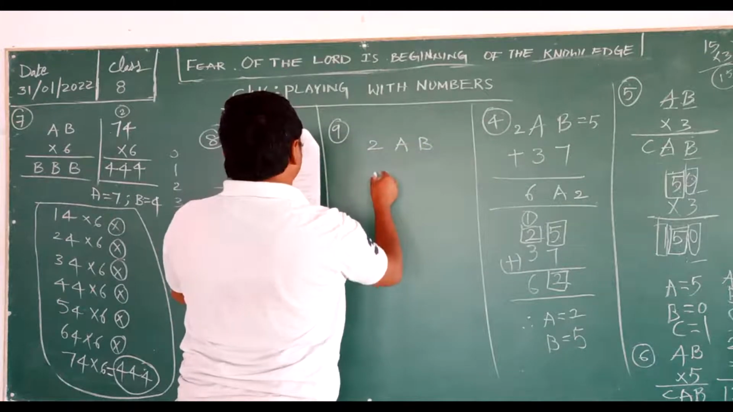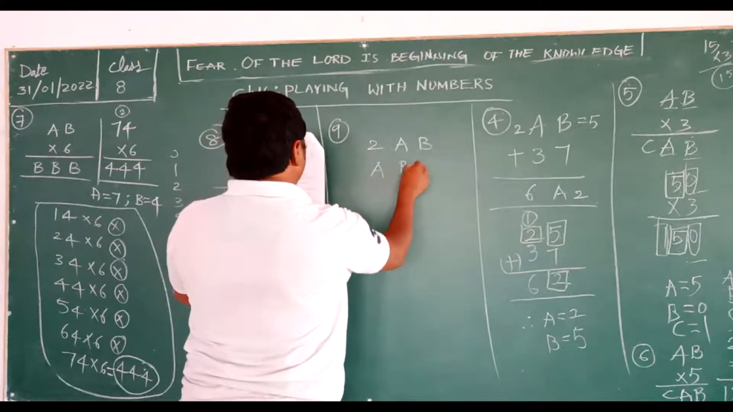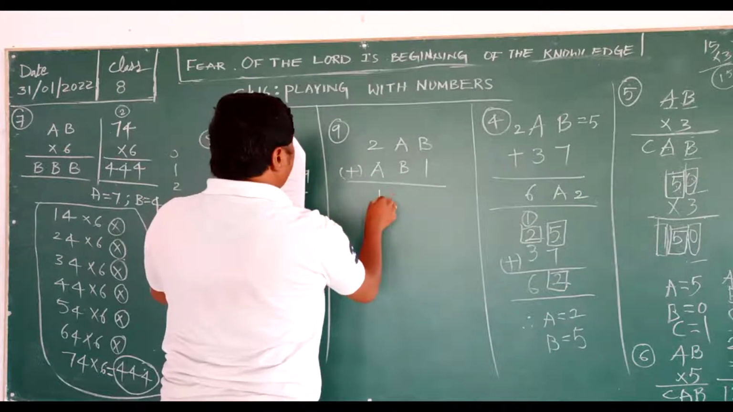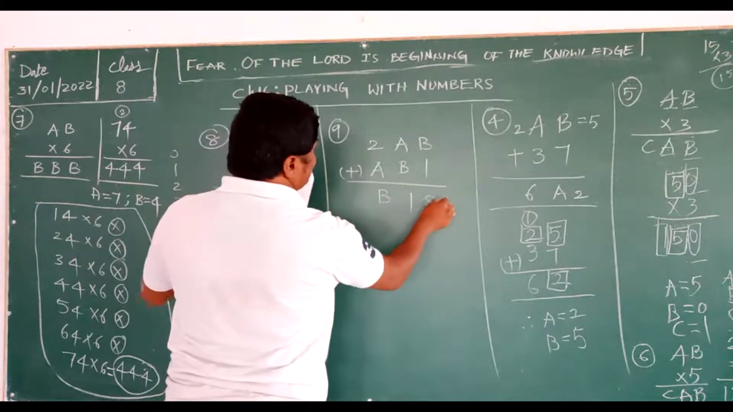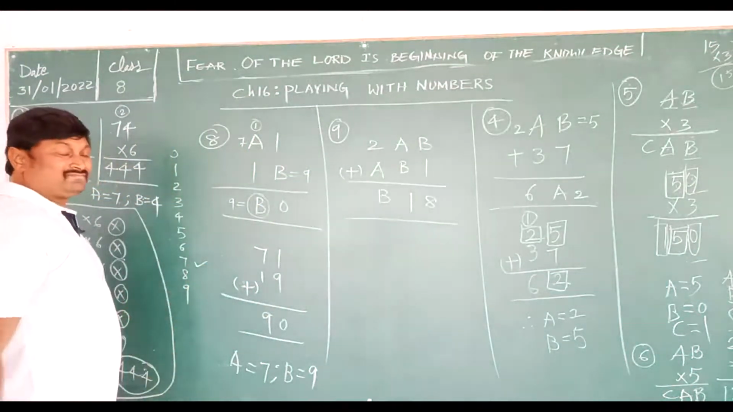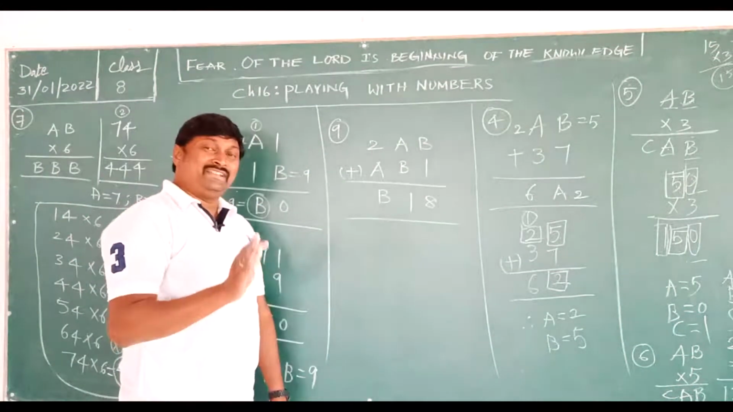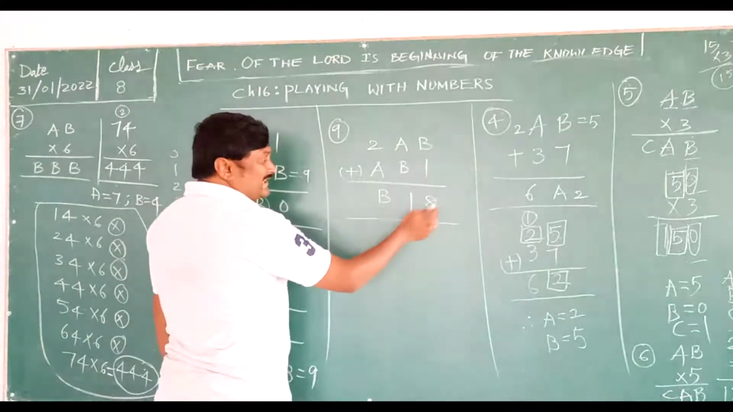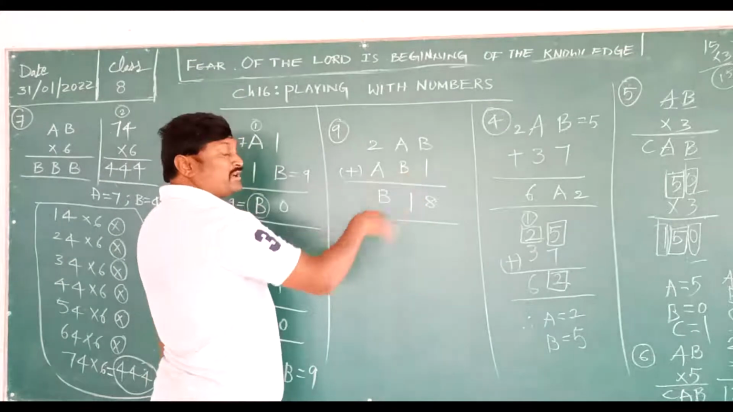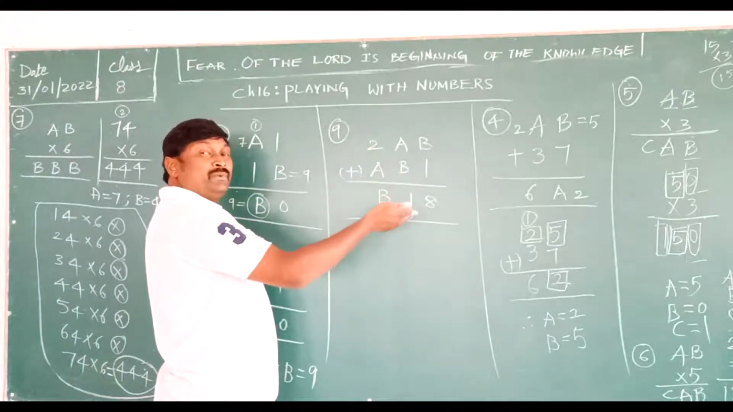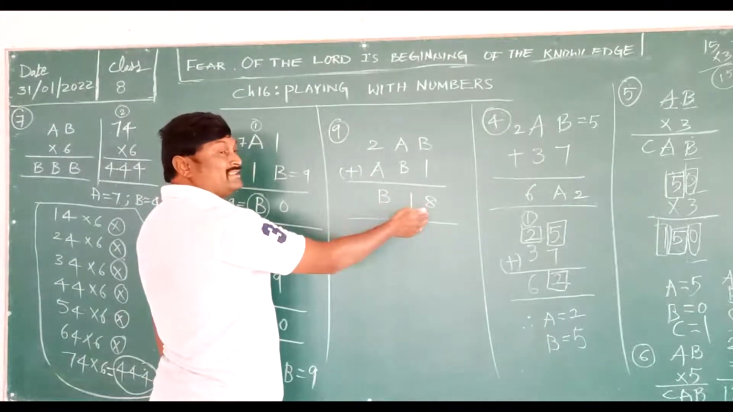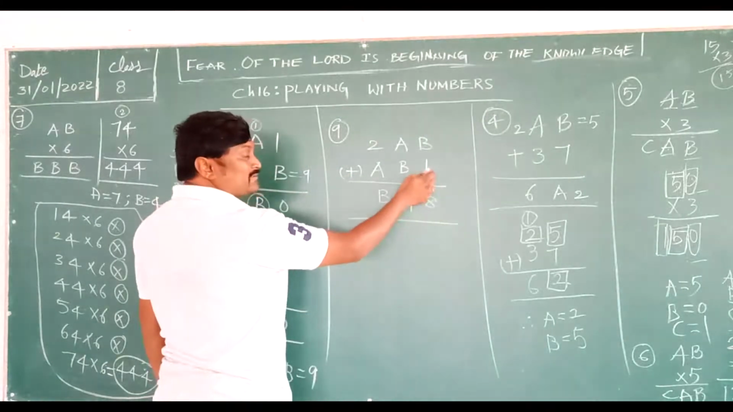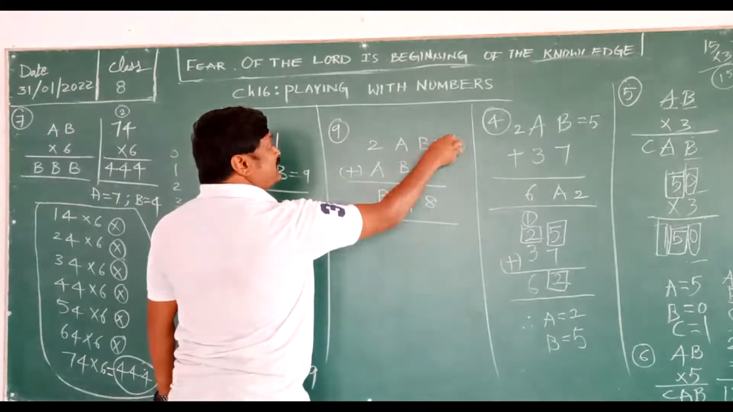2AB. Now AB1. And here the plus symbol again. B18. Oh, nice question here. Fast you are going to get your answer. Once check here. So the last one here, 8 I want, 1 is there. Which number do I need to add to get 8? If you don't know also, just subtract here. 8 minus 1, 7. So it should be 7.